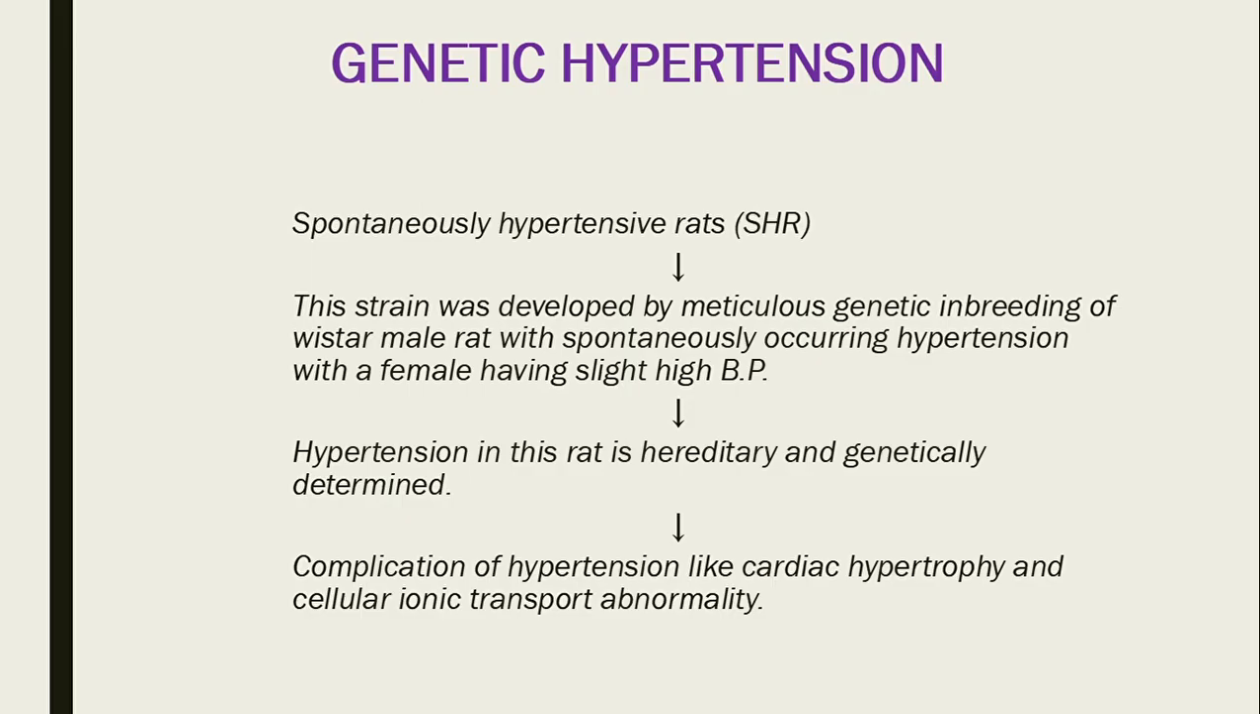Spontaneously hypertensive rats, SHR. This strain was developed by meticulous genetic inbreeding of a Wistar male rat with spontaneously occurring hypertension with a female having slightly high BP, and hypertension in this rat is hereditary and genetically determined. Then complications of hypertension like cardiac hypertrophy and cellular ionic transport abnormality occur.